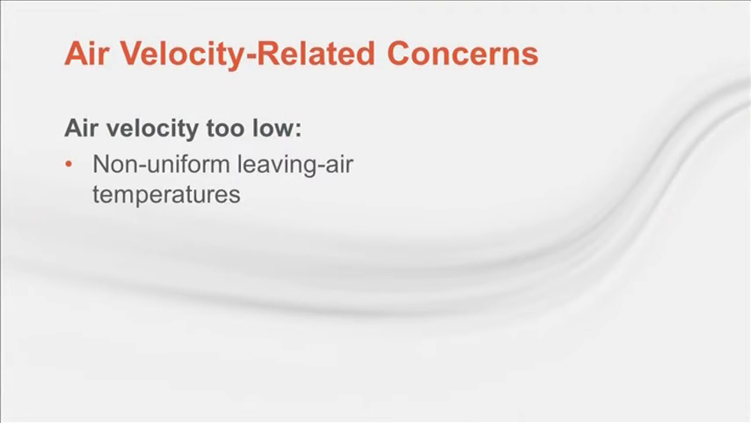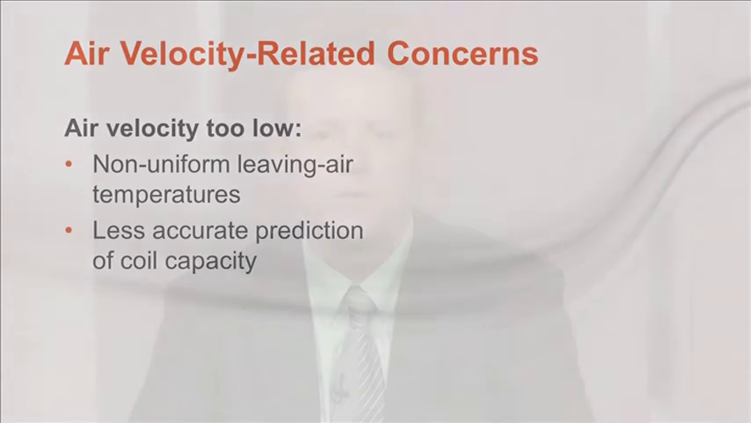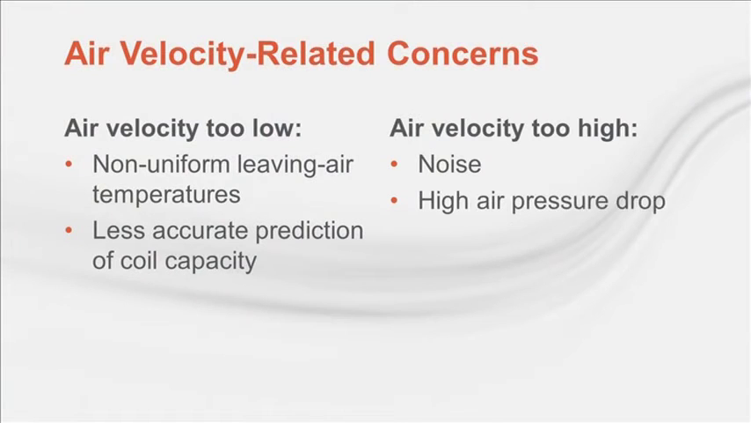Risks associated with air velocity that is too low include non-uniform coil leaving air temperatures and less accurate prediction of coil capacity. While reducing the air velocity can save fan energy, there are limits which result in diminishing returns. On the other hand, too high of an air velocity can contribute to noise, excessive air pressure drop, and increased risk of moisture carryover. As with the waterside, guidelines for air velocity should take into account all of these risks.